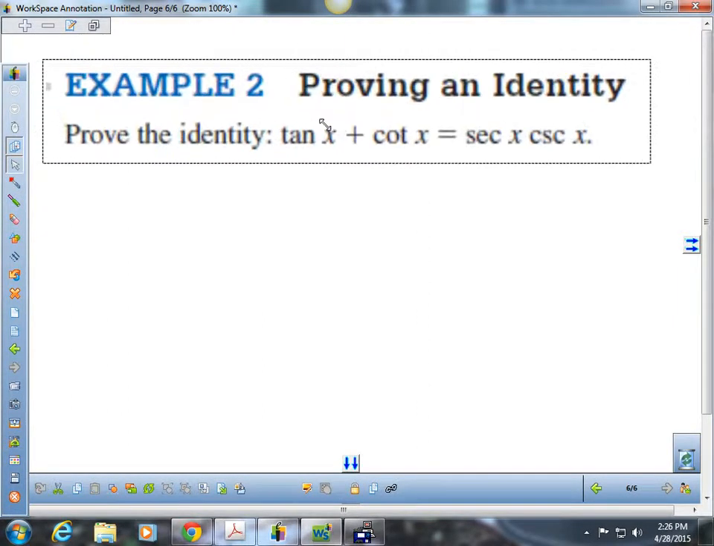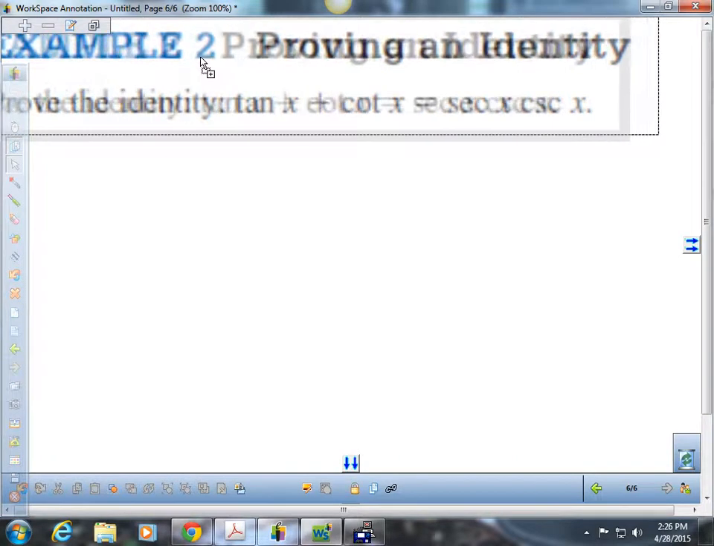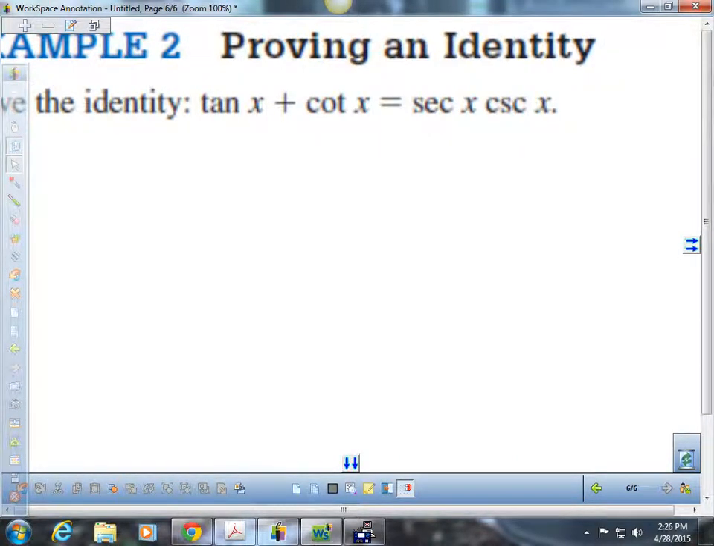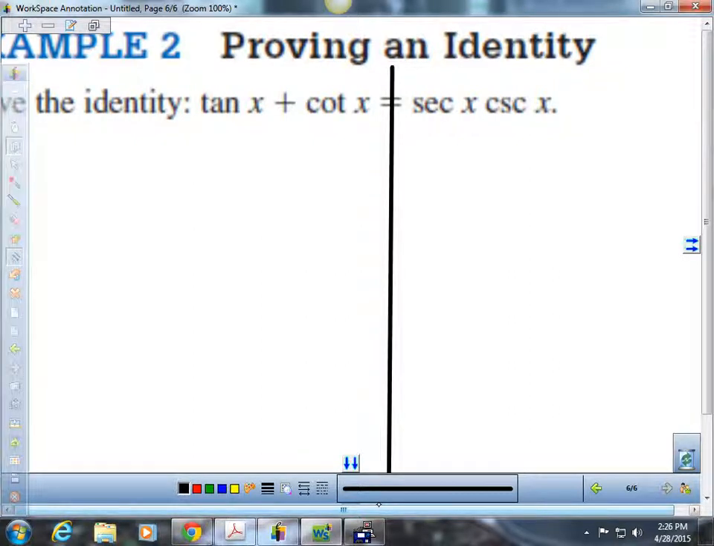Okay. This is example number 2 from the text. Okay, so here's the identity that I'm trying to prove. So again, I start with a line down through the equal sign to tell me that I cannot do what? I can't use both sides. I'm going to work on one side and try to simplify it down to the other. Now, does it matter which side I start with? No, I'm going to start with the side that has more for me to do.